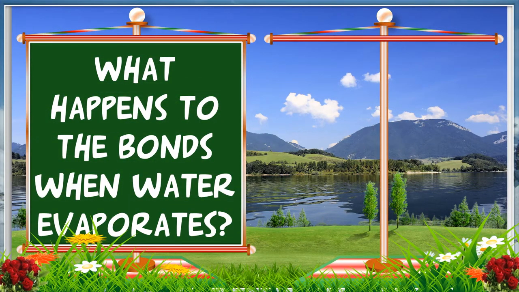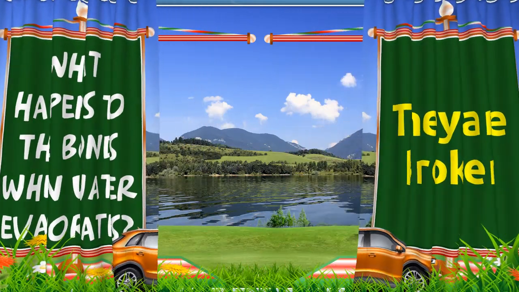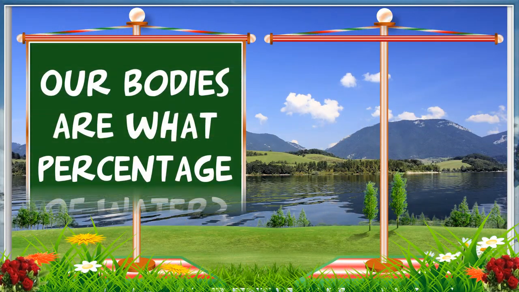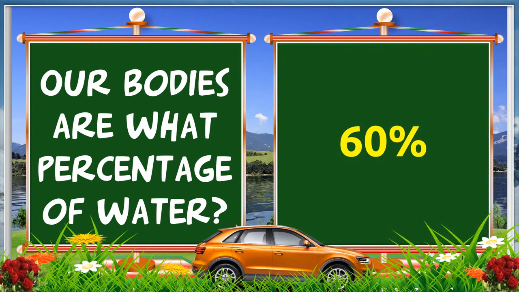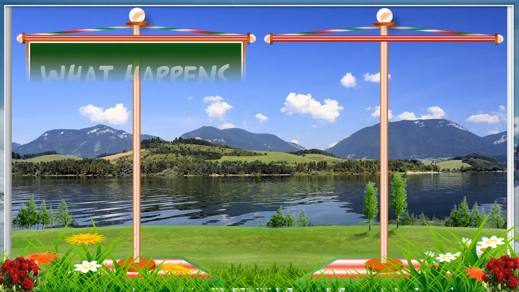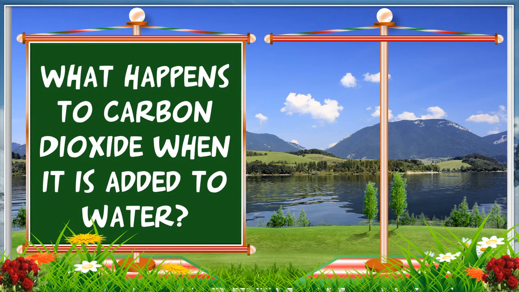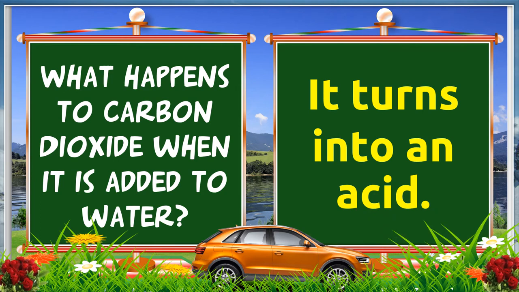What happens to the bones when water evaporates? They are broken. Our bodies are what percentage of water? 60%. What happens to carbon dioxide when it is added to water? It turns into an acid.